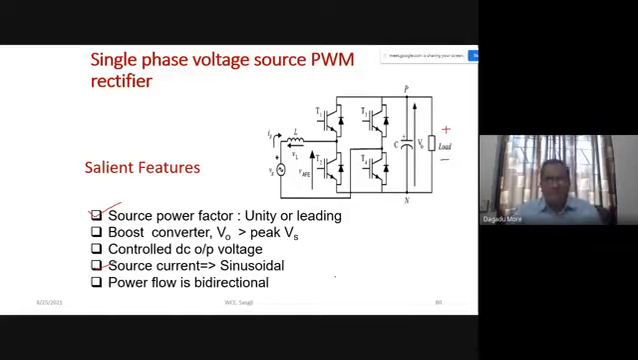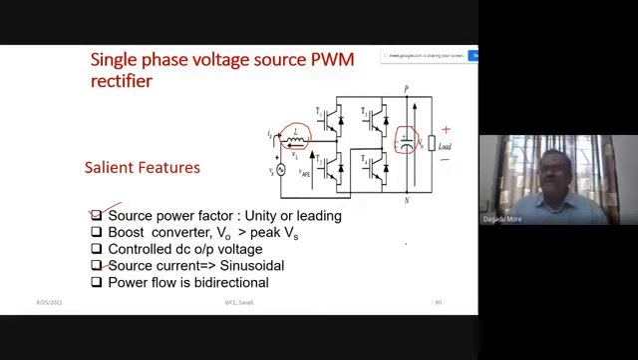Now here, one important thing is the requirements for this single phase voltage source PWM rectifier. The first requirement is that we require these 2 passive components. Without these, it is not possible. This is the first requirement.